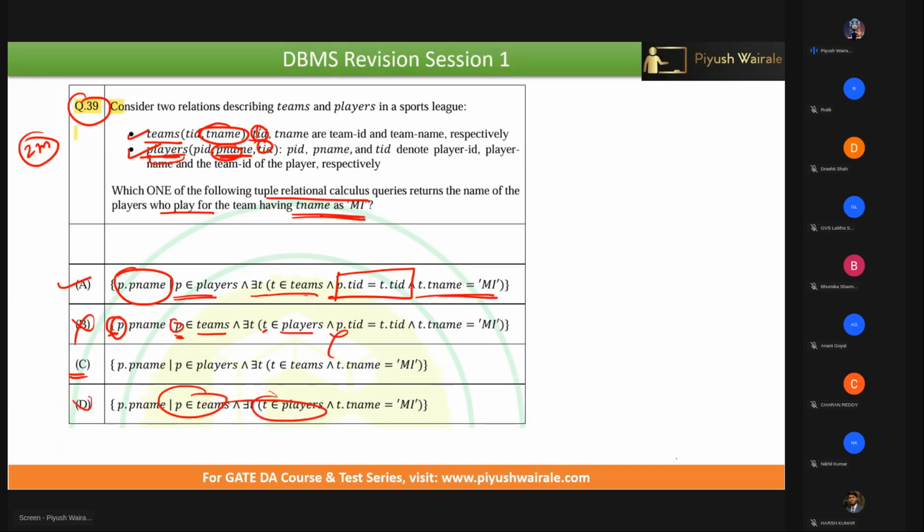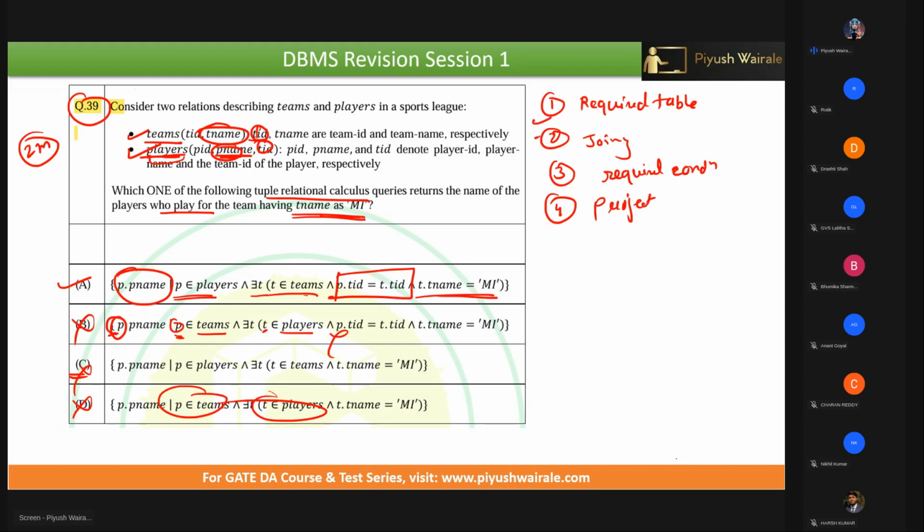So simple question, right? In the case of TRC and relational algebra, what we have discussed, or DRC part. First, check for the required tables here, right? Whether the required attributes or required tables are getting covered or not. Second, the joining condition. Third, the where condition, meaning our required condition. And fourth is what we want to project. So if all these four things are covered properly, then the expression will be correct here.